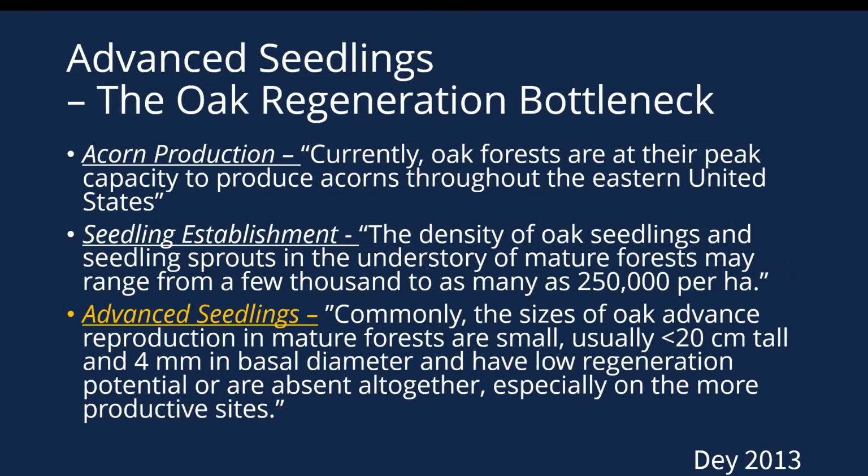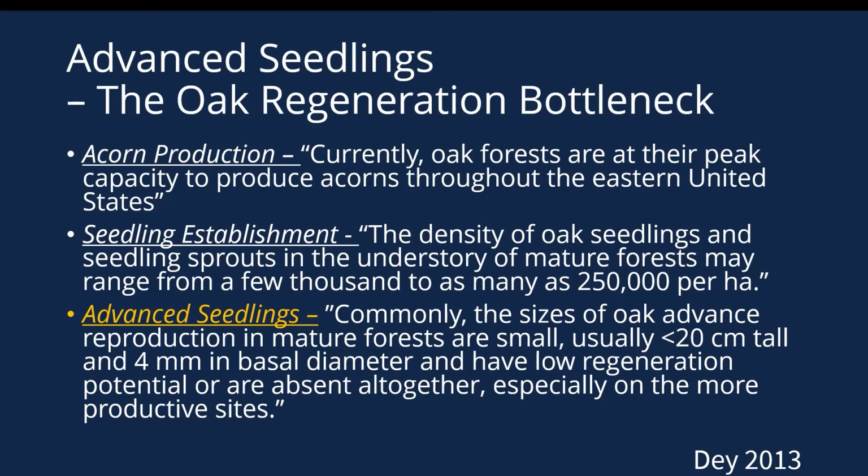And so we see this regeneration bottleneck. It really is in this idea of advanced seedlings. We still have plenty of acorns. In fact, currently, according to Day in 2013, oak forests in the eastern US are at their peak capacity to produce acorns. So we have lots of acorn production. We actually have lots of seedling production, seedling establishment. The density of oak seedlings and sprouts may be really high on the landscape.